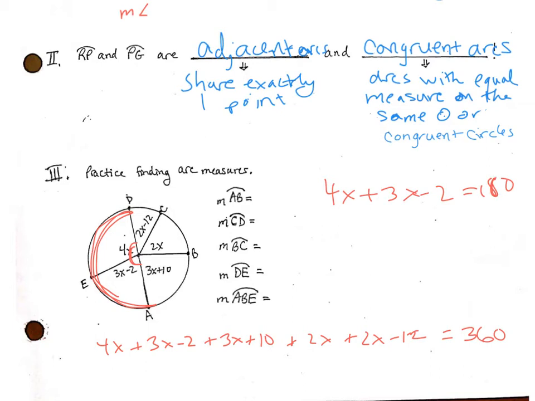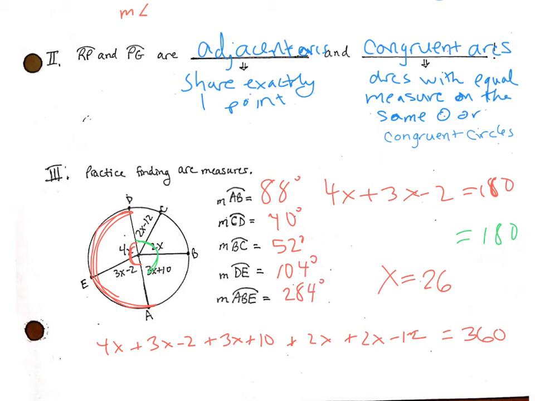Your choice. You also obviously have the other side, and you could have set these three equal to 180 as well. Either way, you should get the same answer. So go ahead and solve, and then you can check your answer. So the correct answer should be x equals 26. And then go ahead and hopefully you found the arcs. This is good practice for finding arc measures. And those should be your arcs.